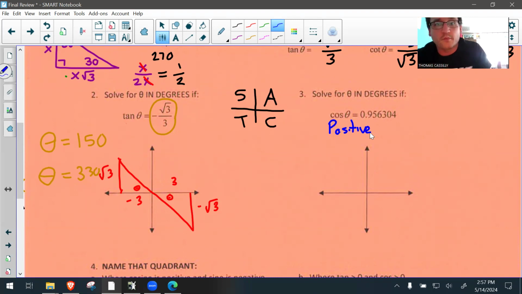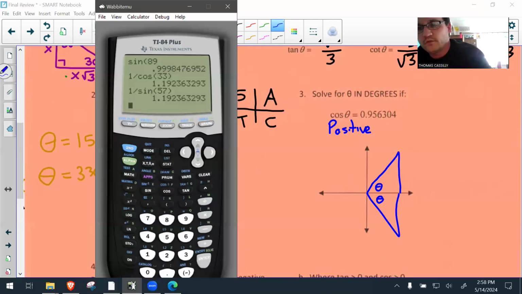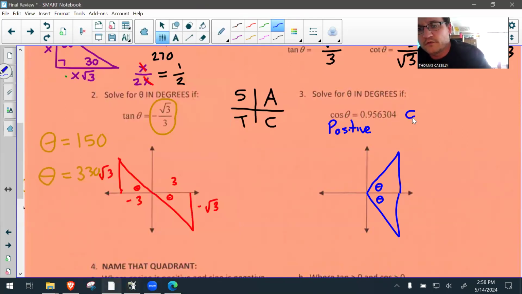This is a positive number. So we know cosine is positive in quadrant 1 and quadrant 4. So these are the angle measures that we are looking for. All right, so we have to look at the inverse. So the inverse cosine, actually here, we're going to say the inverse cosine. We'll do it here first.